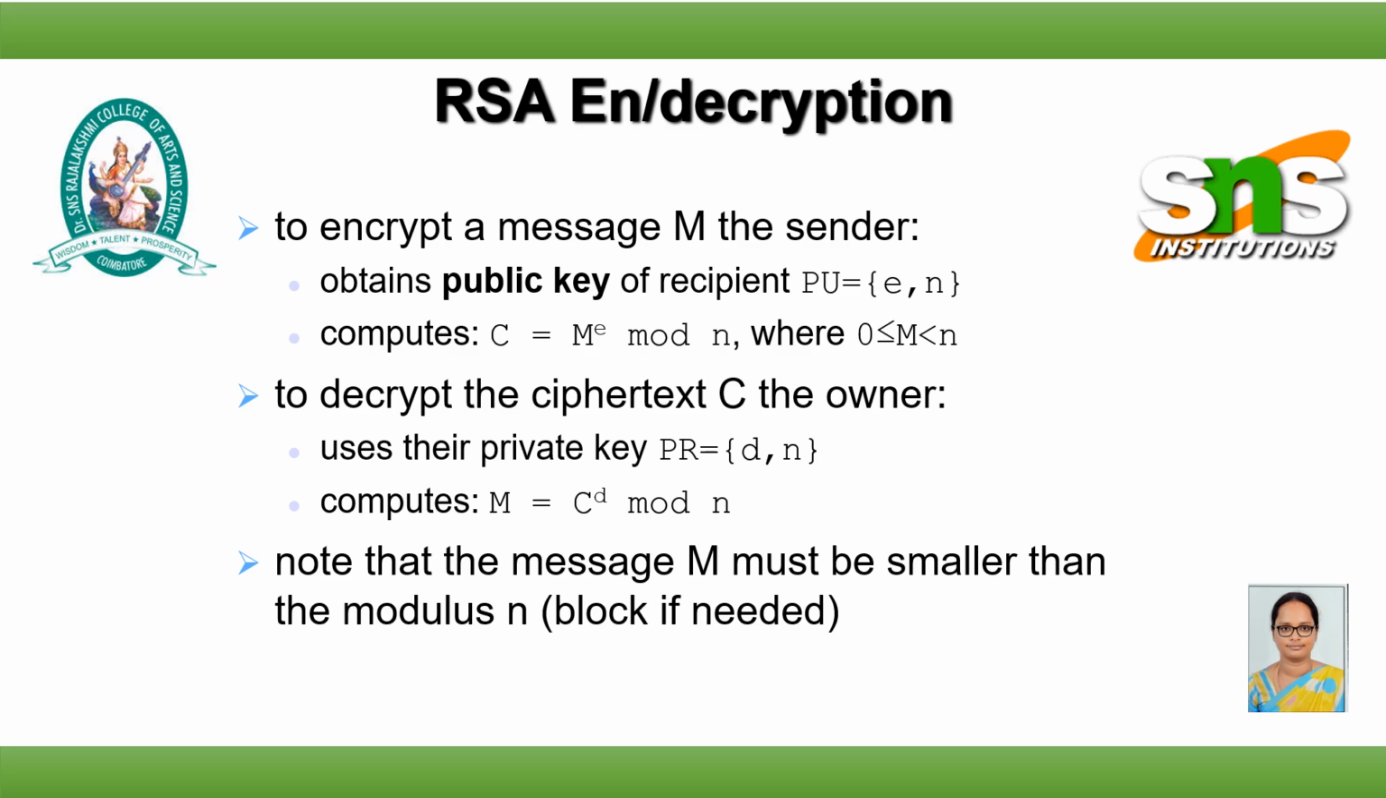RSA encryption and decryption. To encrypt a message, the sender obtains the public key of the recipient, and we perform the computation C equals M power E mod N, where 0 is less than or equal to M, less than N. For decryption, the recipient uses their private key, and it is computed as M equals C power D mod N. Note that the message must be smaller than the modulus N. If we are using blocks, we have to specify that.